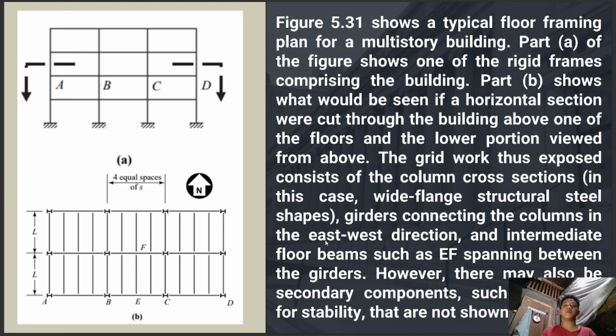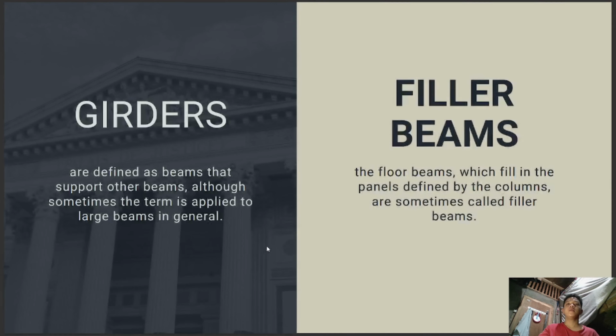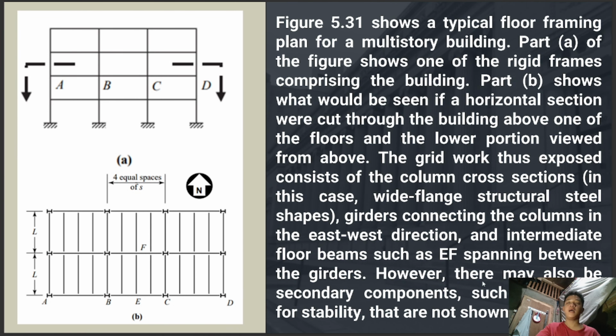So girders connecting the columns in the east-west direction and intermediate floor beams such as EF spanning between the girders. These lines here are what we call intermediate floor beams EF, spanning between the girders. However, there may also be secondary components such as bracing for stability that are not shown in the figure. So this figure is limited to the beams, columns, girders, and intermediate floor beams.